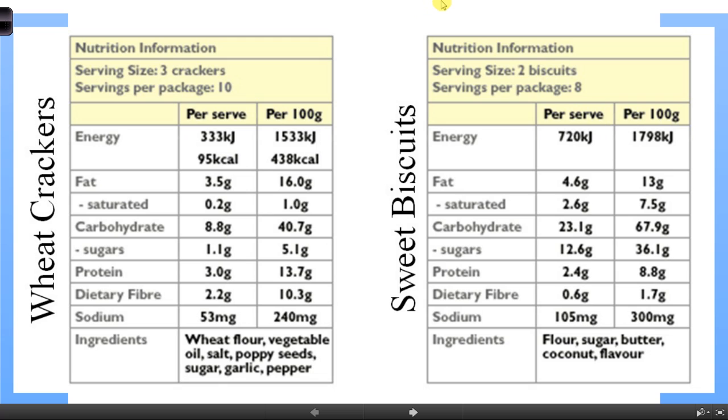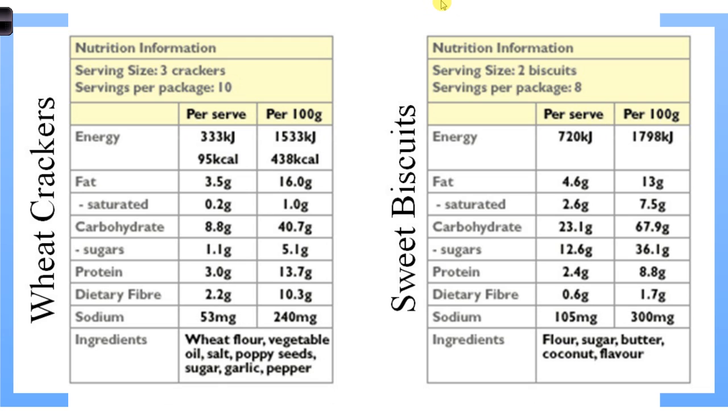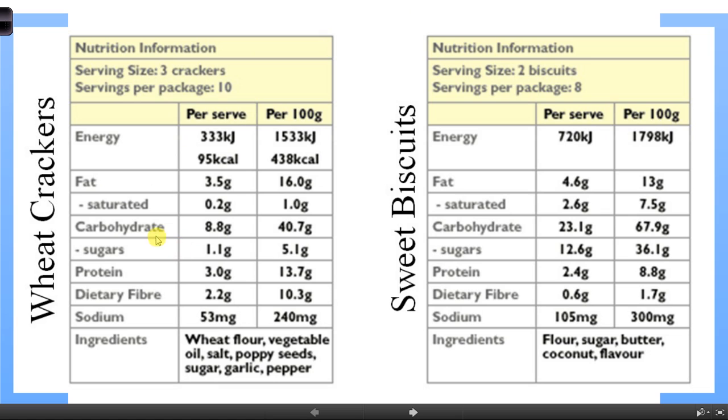I've got two food labels here. Sorry if it's a little bit blurry. Wheat crackers and sweet biscuits. So in New Zealand, most food labels will have the amount of energy, fat, carbohydrate, protein, fiber, and the amount that's in each serving and the amount that's in 100 grams.